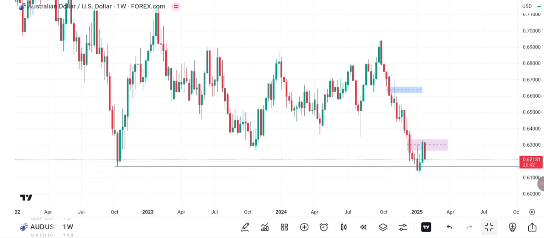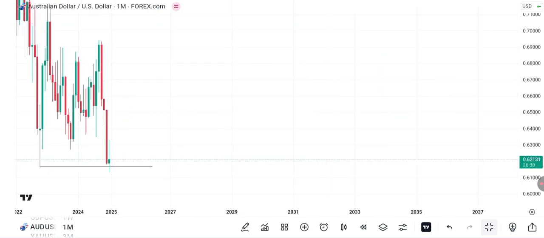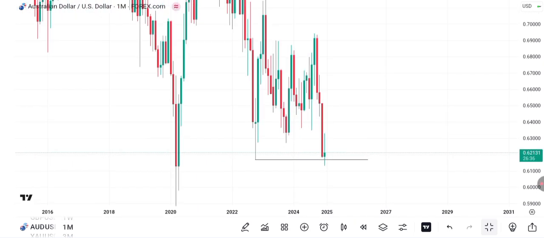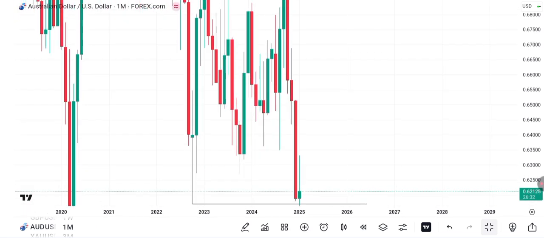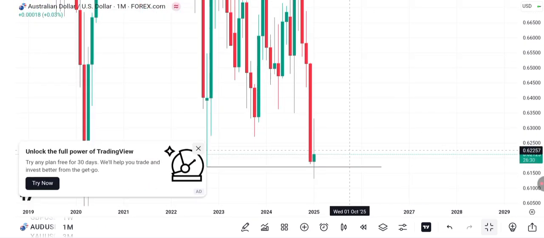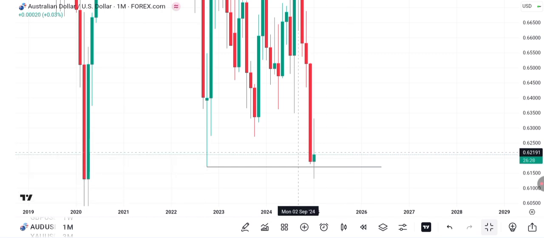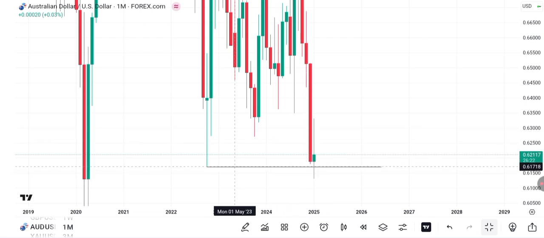And if we go higher, just to show us, I've been trying to anticipate this setup before price entered into the old low. So this was last year's trading. This was December 2024. So I've been waiting for price to enter into this area so that I can trade off it.